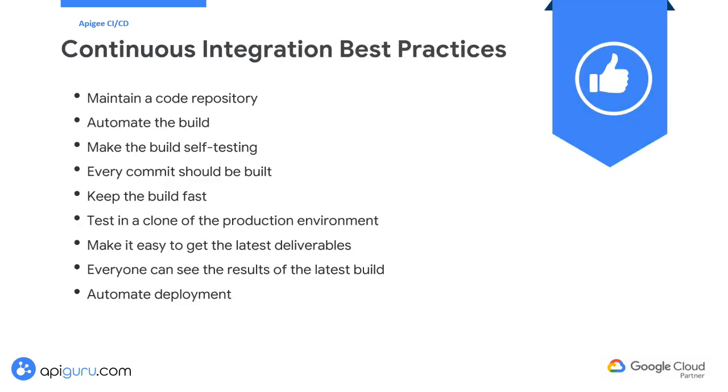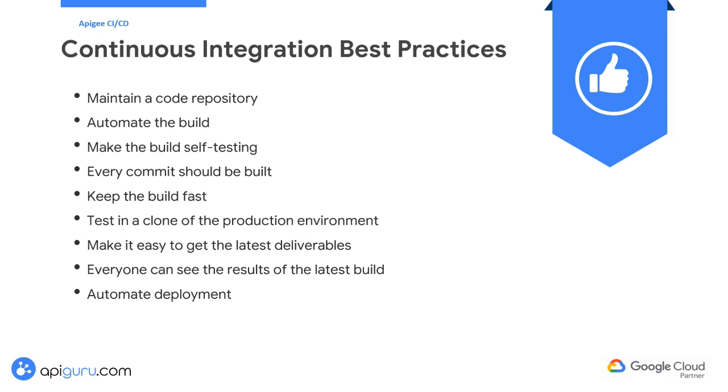Best practices for continuous integration are essential for optimizing the development process. First, maintaining a centralized code repository ensures effective collaboration and version control among team members. Automating the build process streamlines integration and reduces manual errors, while incorporating self-testing builds allows teams to catch issues early and provide immediate feedback.